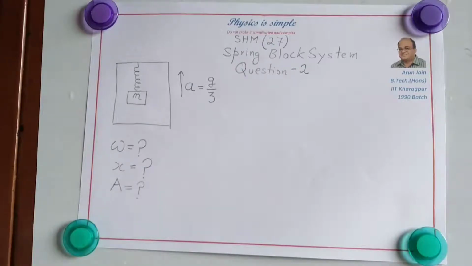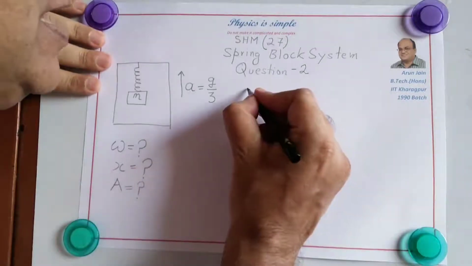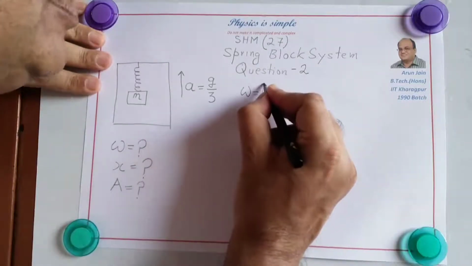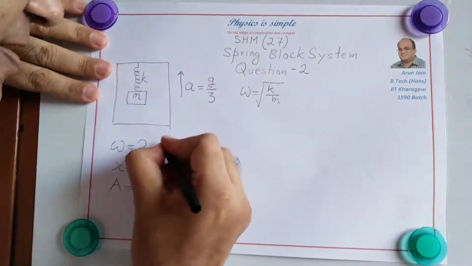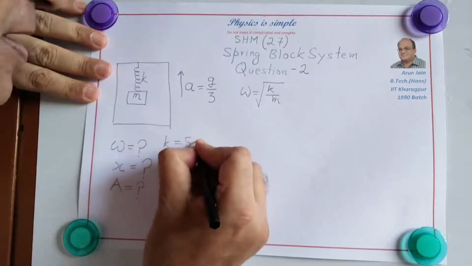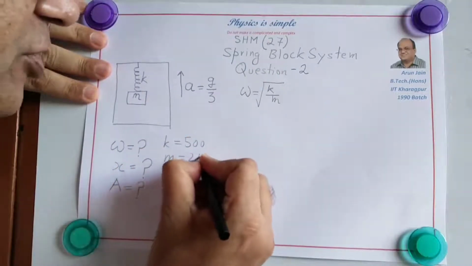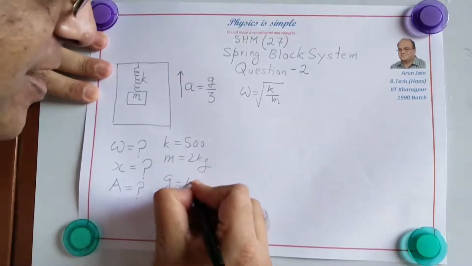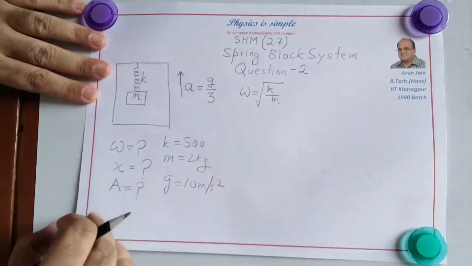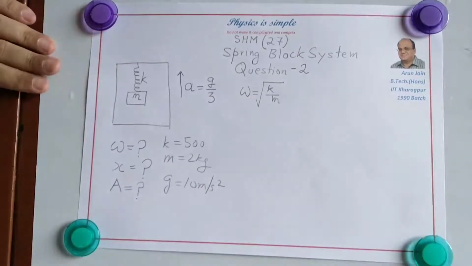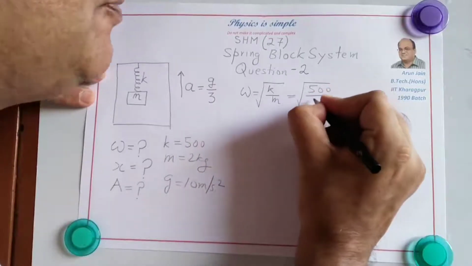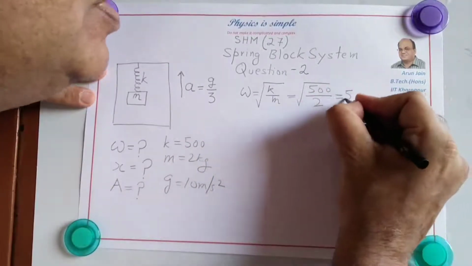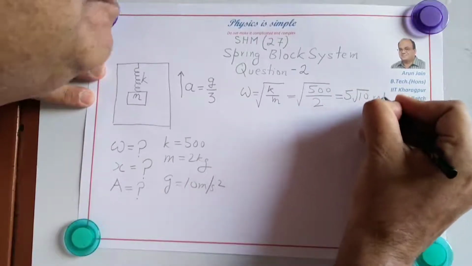Now whenever we have a spring block system, the angular frequency of oscillation is always given by root over k by m. In this question, k is given as 500 and m is 2 kg and g is 10 meter per second square. So therefore, omega is simply root over k by m. K is 500, m is 2. Therefore, we get root over 250, which is 5 root 10 radian per second.